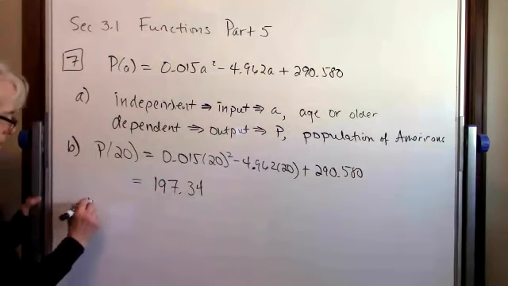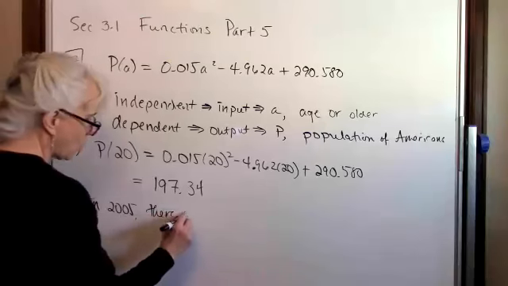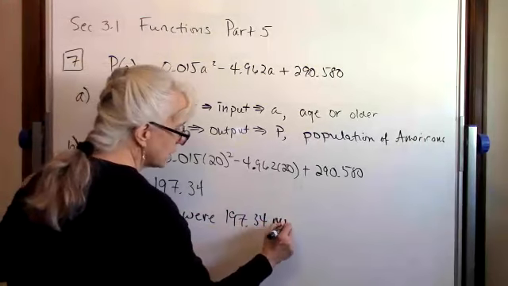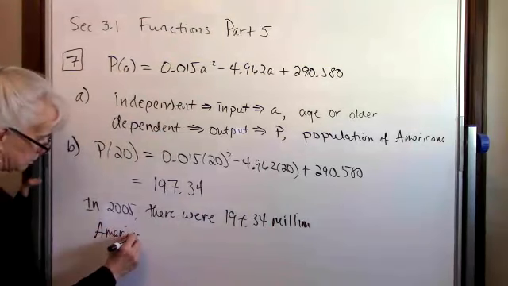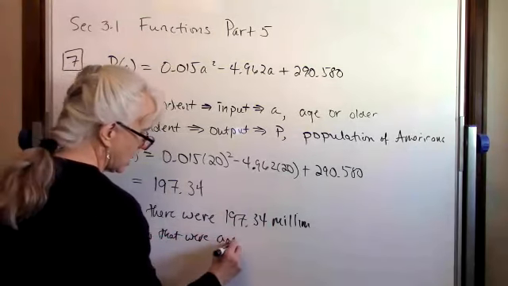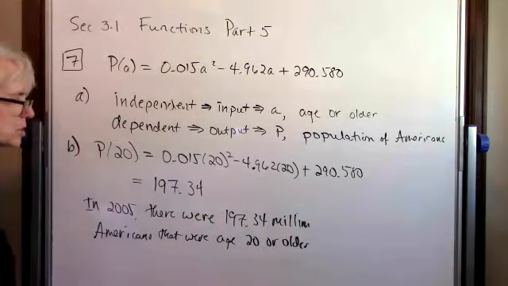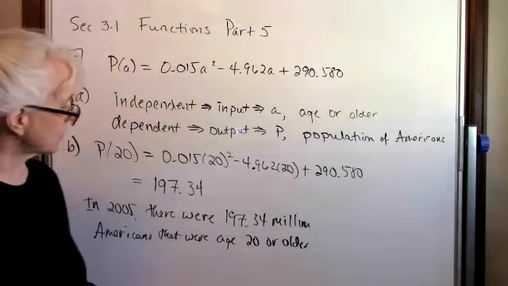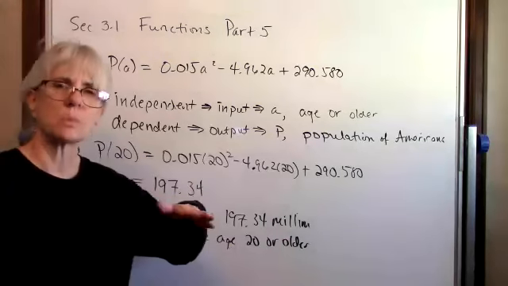Well, let's provide an explanation of what's going on. So in 2005, there were 197.34 million Americans that were age 20 or older. Why would you need that kind of information? Well, you might need that kind of information if you're talking about insurance rates, if you're talking about census and voting rights, all those kinds of things. You would need to know how many Americans are a specific age.